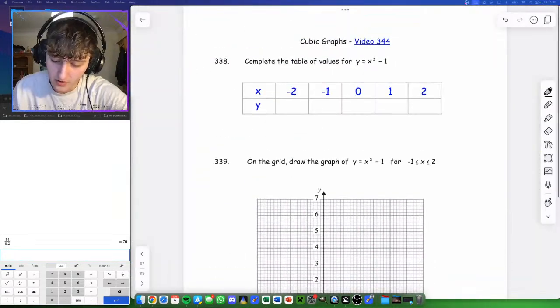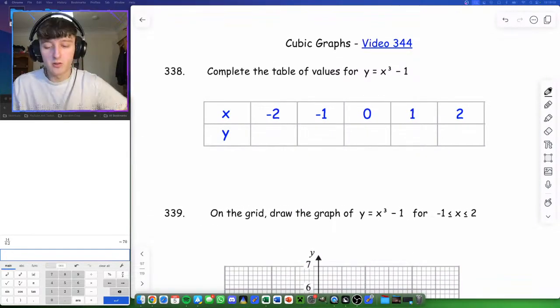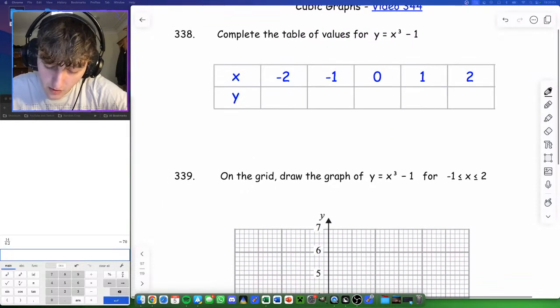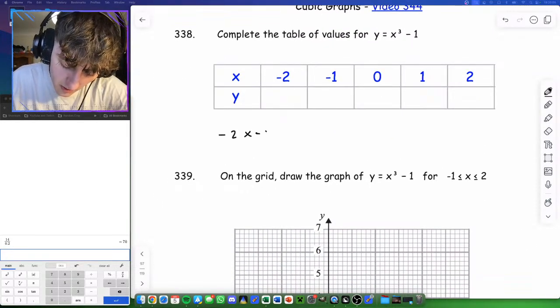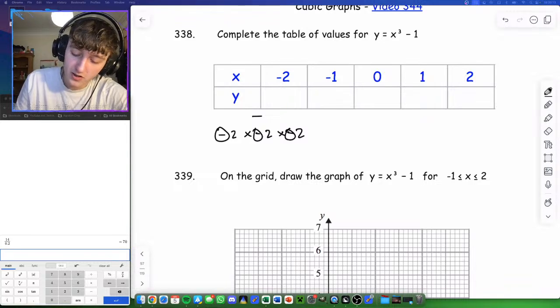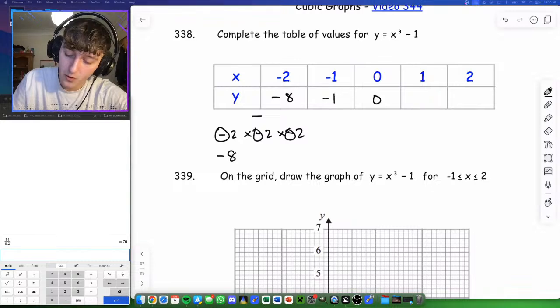Sorry, I'm going backwards in pages, aren't I? Complete the table of values for y equals x cubed minus 1. So we're getting onto a bit of algebra here, cubic graphs. So x cubed is minus 2 times minus 2 times minus 2. So if you notice, 1, 2, 3, odd number, so there's going to be a minus answer. So it's going to be minus 8, yeah? So then y minus 1 is going to be minus 1, yeah? 0 is 0, 1 is 1, 2 is positive 8.